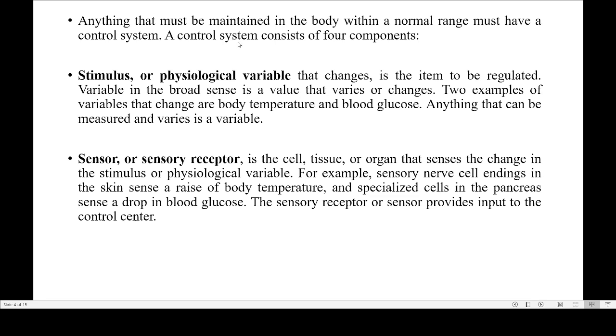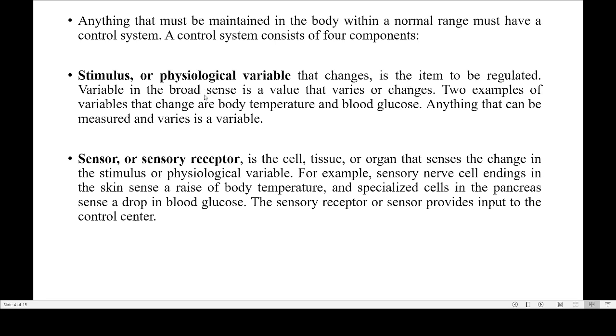So anything that must be maintained in the body within a normal range must have a control system. A control system consists of four components. We are talking about the control system of homeostasis, and it is made up of four components. The first one is known as the stimulus or physiological variable. The stimulus is a change in the item to be regulated.